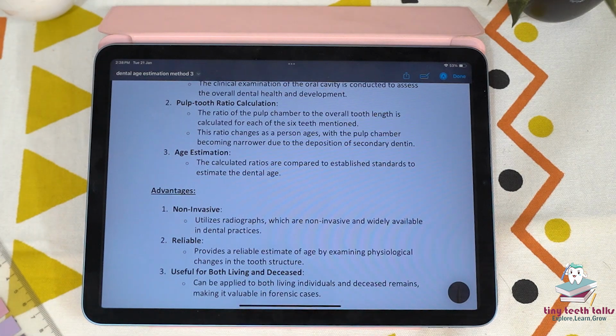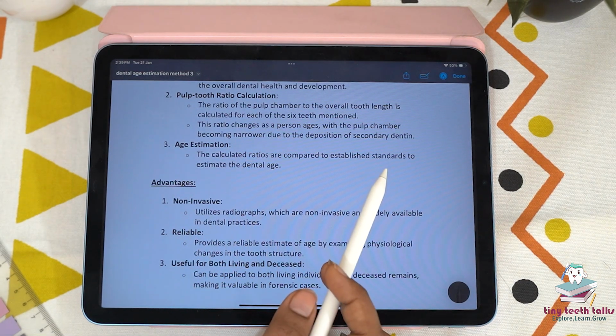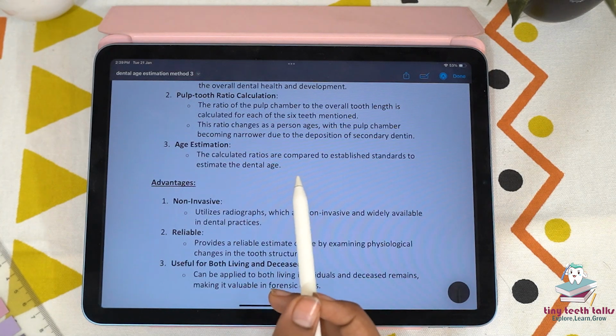secondary dentin. Measure the total length of the tooth from the apex of the root to the tip of the crown. This is done using the radiograph. Measure the length of the pulp chamber within the tooth. The pulp chamber is the soft tissue inside the tooth where nerves and blood vessels are located. Calculate the pulp tooth ratio by dividing the pulp length by the total tooth length. Then age estimation. The calculated ratios are compared to the established standards to estimate the dental age.